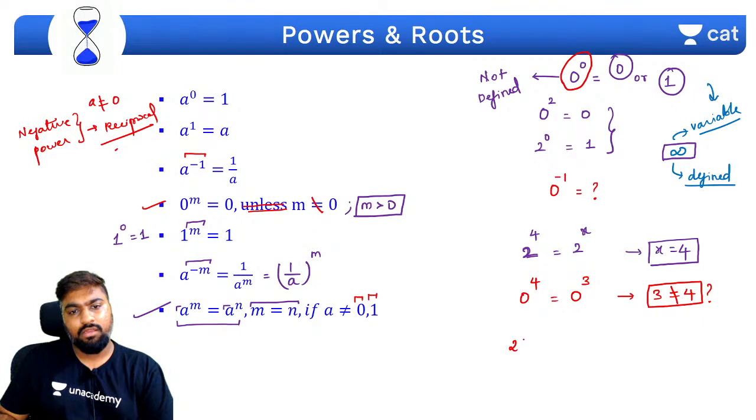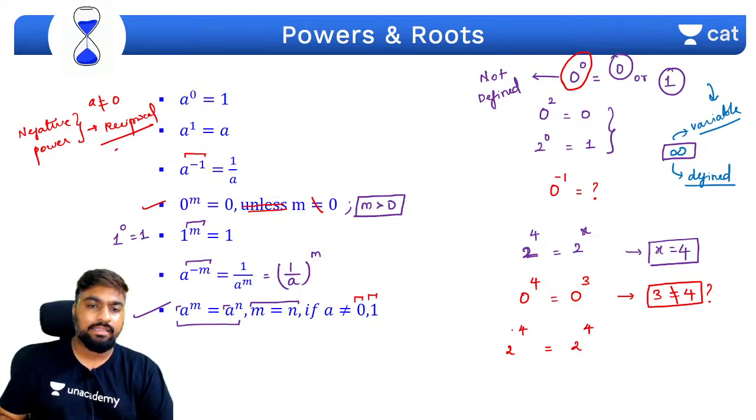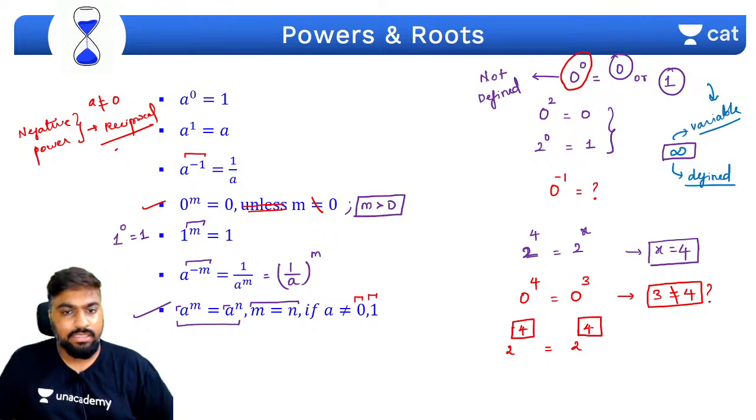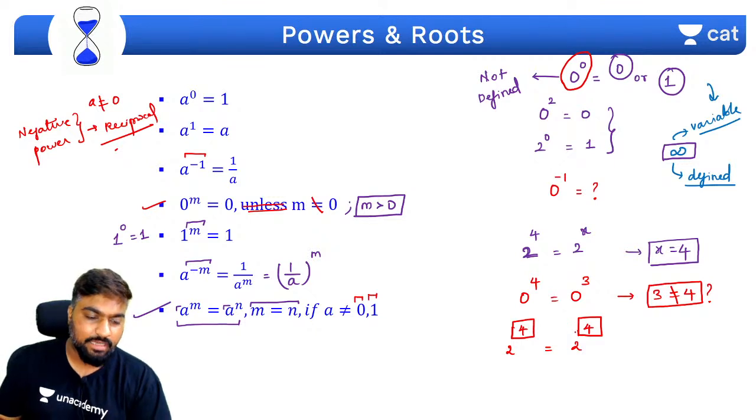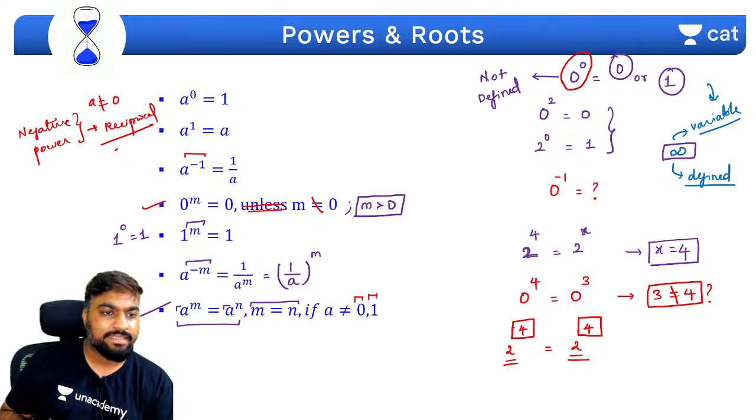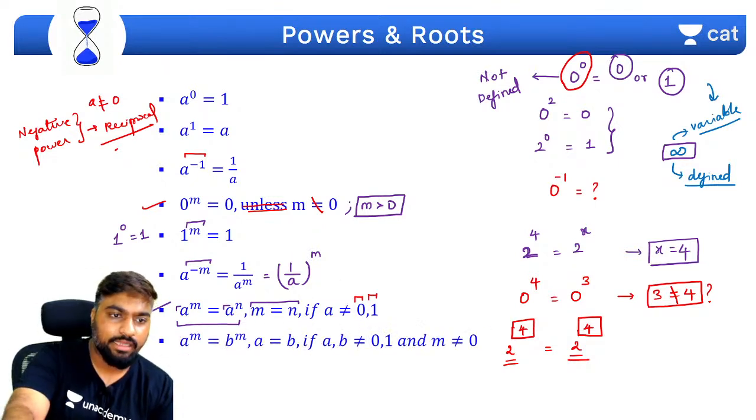If I have 2 to the power 4 and 2 to the power 4, now I can say that the exponents are equal because the final values are also equal, right? What is the condition? The bases must be the same. If bases are equal and not equal to 0 or 1, then the exponents are equal.